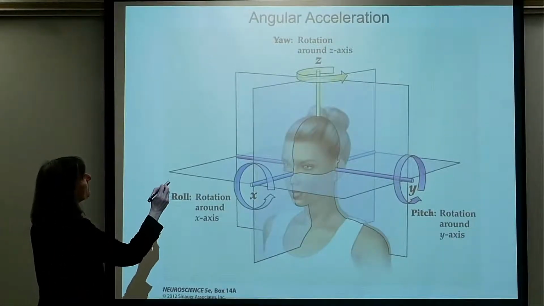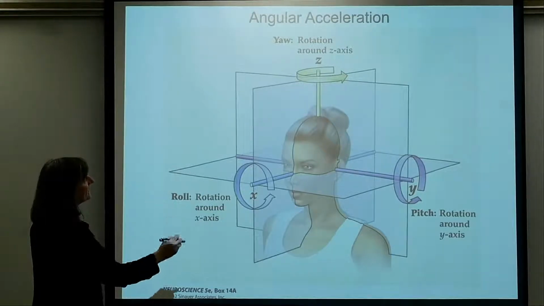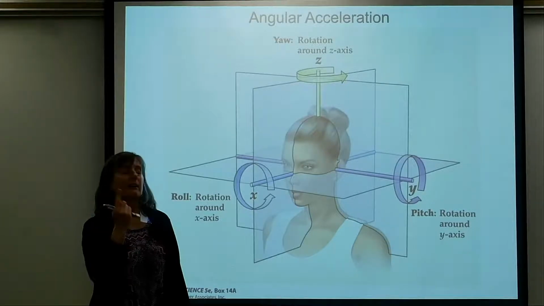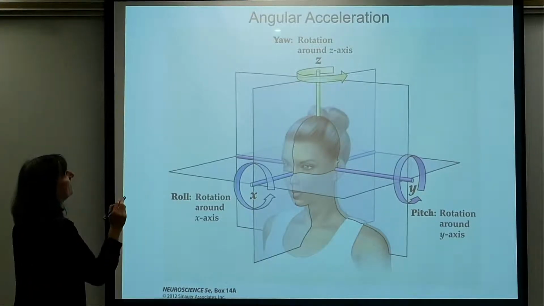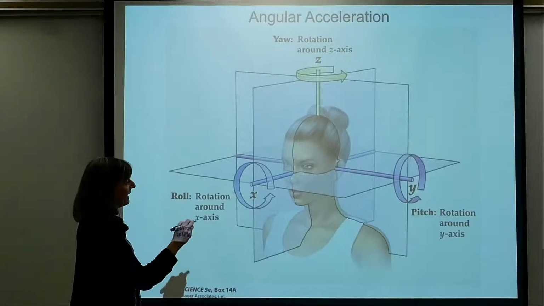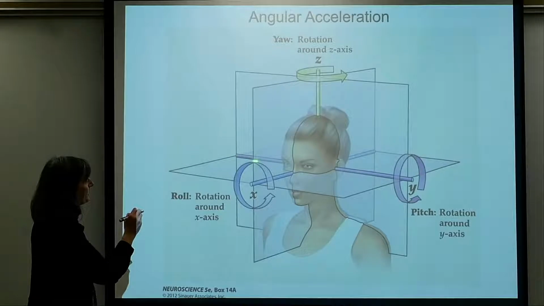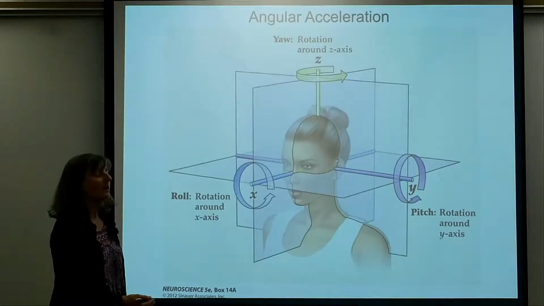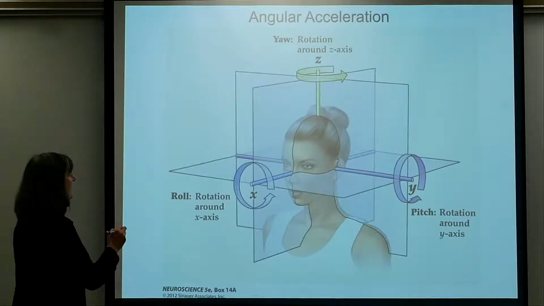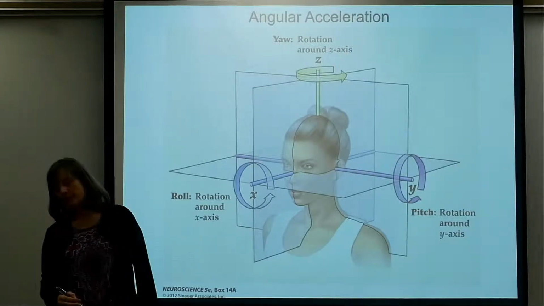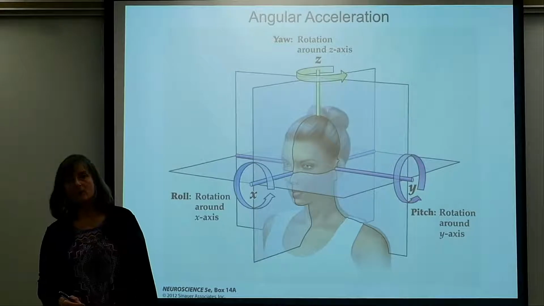So we have yaw, which is rotation around a z-axis. That's like if you're an ice skater spinning around and around, you would be yawing, I guess. And then pitch is rotation around the y-axis, which basically goes between your ears. So if you're doing a somersault, for example, that would be a pitch, or nodding your head. And then roll is rotation around the x-axis, which goes from the nose out the back of your head. So if you're going like this, that would be that kind of a movement.